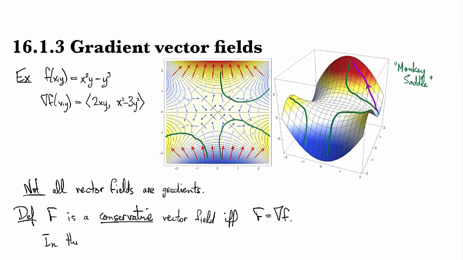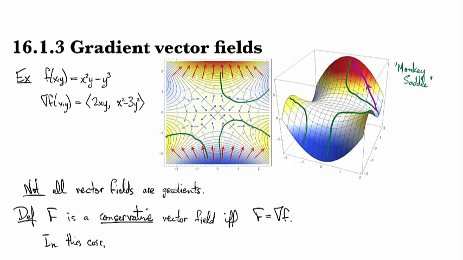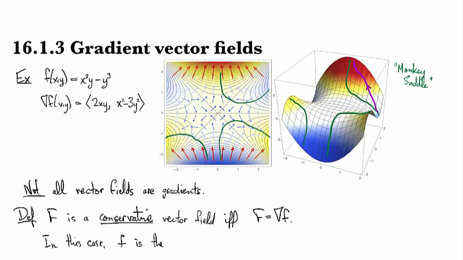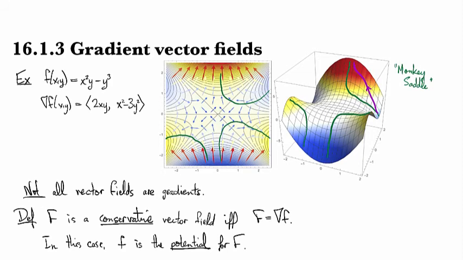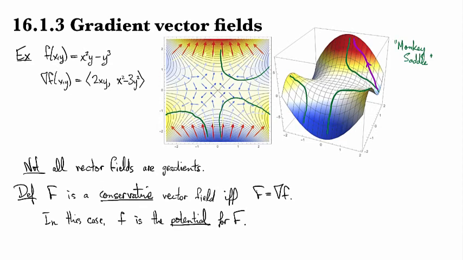And in such a case, we say that little f is the potential for F. It's everything that F could be if it grew up. No, just kidding.